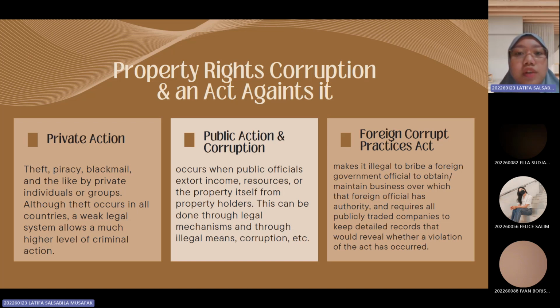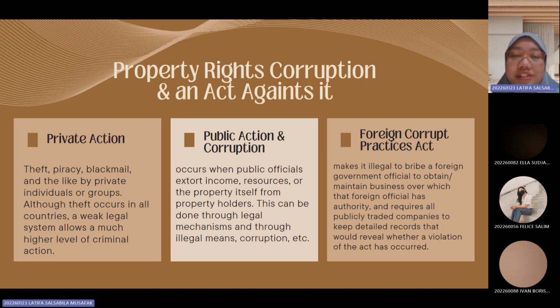So property refers to any sort of resources owned by a company or by an individual that is written in their name. However, it can be extorted by someone else. That is what we call a private action or public action here.